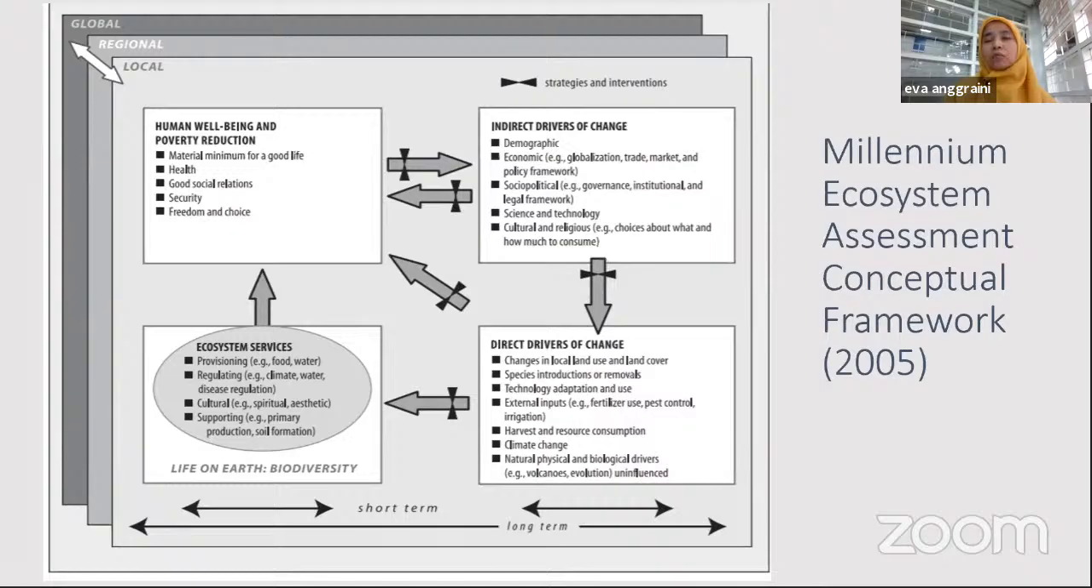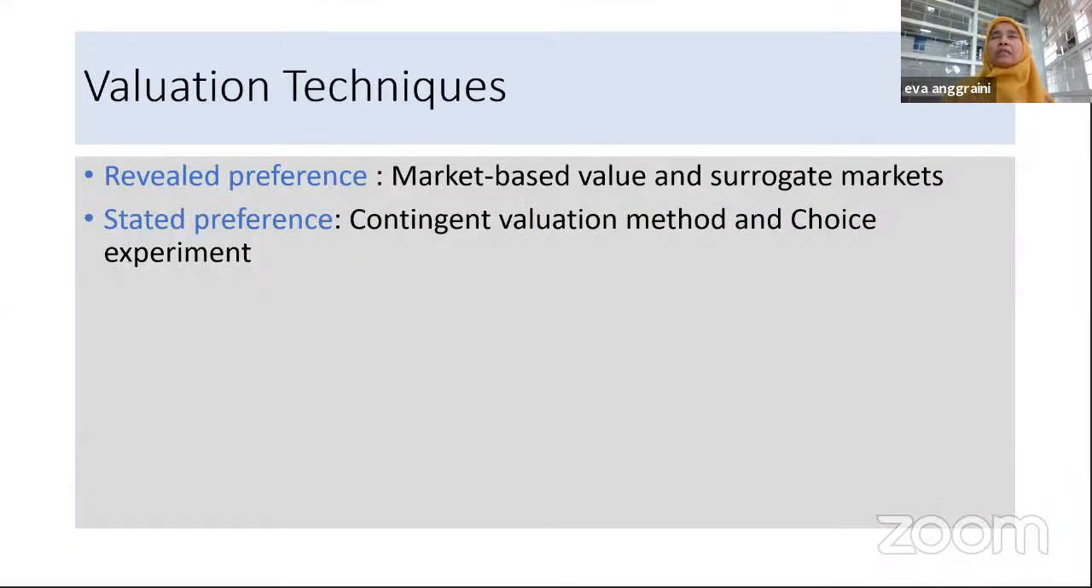So here we see that we need to develop valuation techniques, and they have been developed further. There are at least two main groups of valuation techniques, namely revealed preference, which means that we measure the value from something that we can observe. So what is there? We can observe from the market price, for example, or from surrogate markets. We made hypothetical markets, for example. So these are the revealed preference techniques.